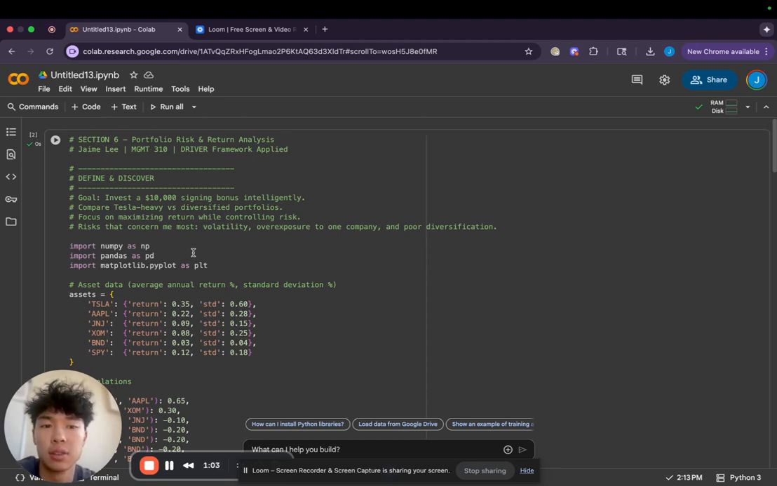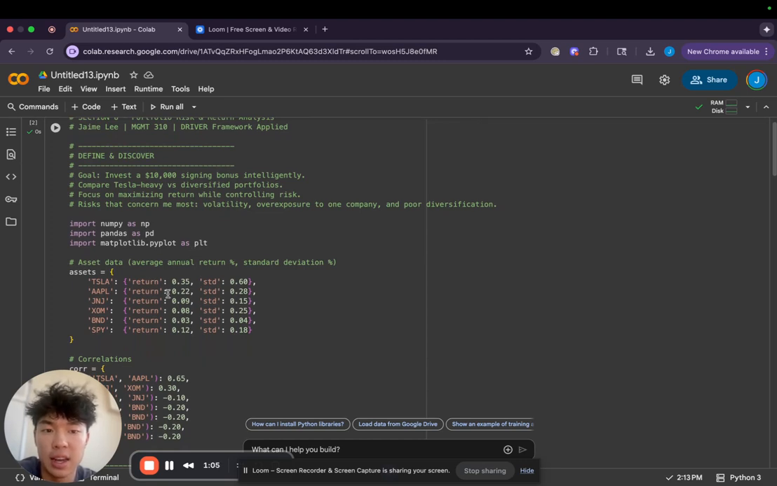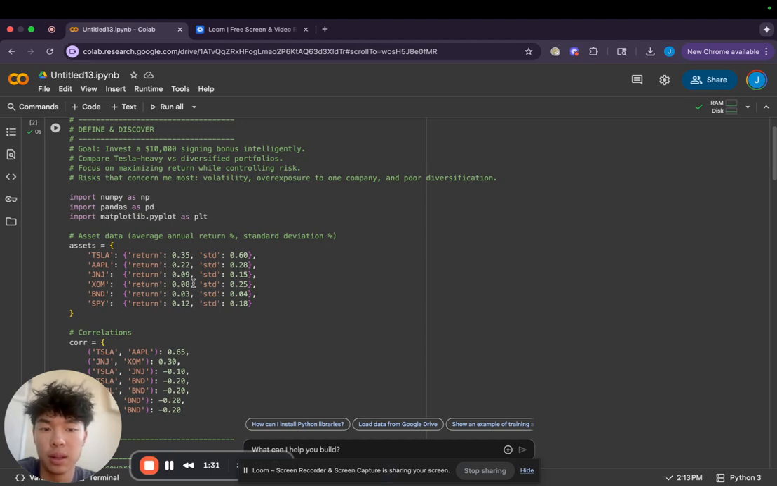So the data set I used includes six assets. Tesla has an average annual return of about 35% and a massive 60% standard deviation. Apple's average return is 22%, with less volatility. Johnson and Johnson and ExxonMobil are steadier at around 9 and 8% returns, and Vanguard's bond ETF only returns 3%, barely moves, with a 4% standard deviation. And finally, the S&P 500 ETF has a historical 12% return and 18% standard deviation.